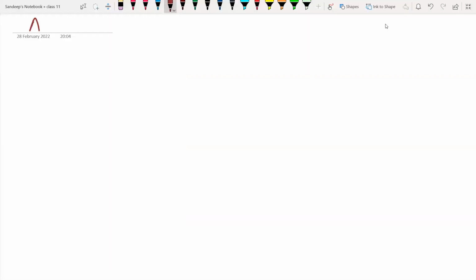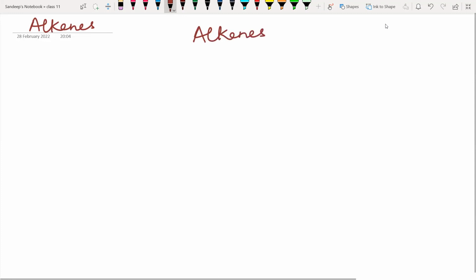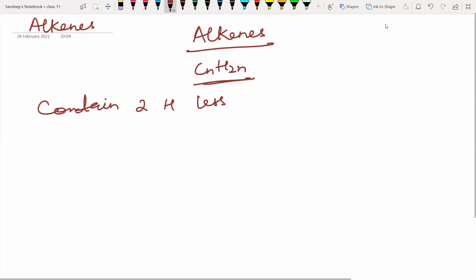So today we are going to discuss alkenes. As you know, students, alkenes have the general formula CnH2n. They contain 2 hydrogen less than alkane.